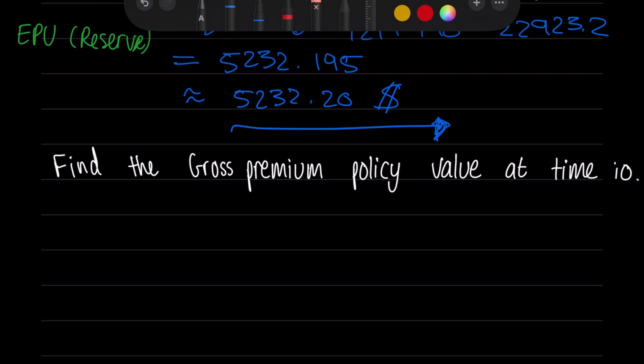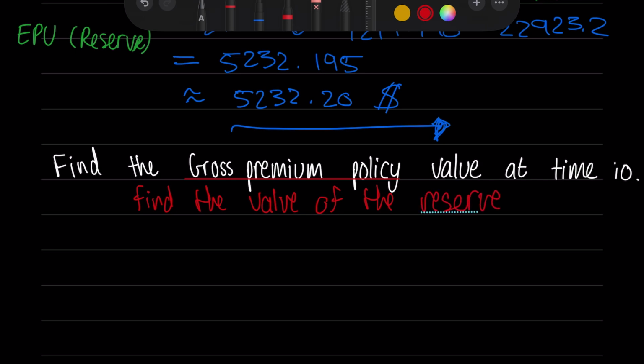Second question, find the gross premium policy value at time 10. So all that this means was gross premium policy value. That's all that it means, right? I don't really understand why it means that. If you understand, maybe you can reach out to me and explain to me. I can't be explaining this thing when I don't really understand why it means that. It's just one of those things I have to accept and move on with.